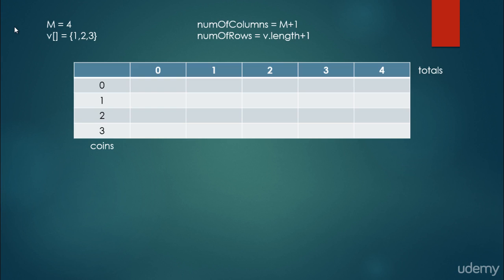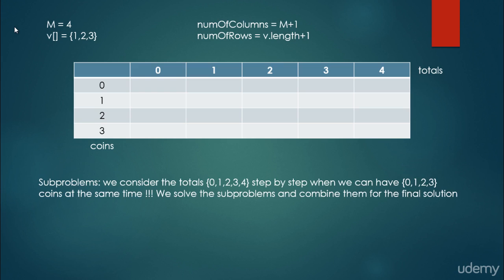So we are going to create this table with 0, 1, 2, 3, 4, representing the totals. So the column header is equal to the totals. The row headers are equal to the coins. And because we want to find subproblems, we consider the totals 0, 1, 2, 3, 4 step by step when we can have 0, 1, 2, 3 coins at the same time. We solve the subproblems and combine them for the final solution.